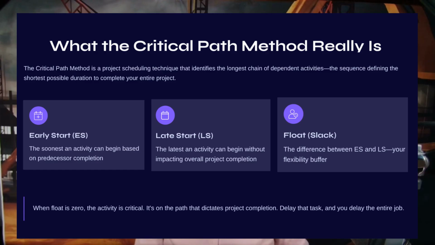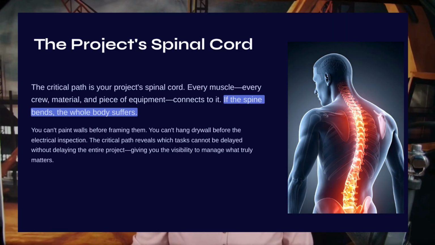So when float is 0, the activity is critical. It's on the path that dictates project completion. Delay that task and you delay the entire job. So this is what is going to be our critical path. I like to say that the critical path is your project's spinal cord. So every muscle, every crew, every material and piece of equipment connects to it. If the spine takes a hit, the whole body suffers.